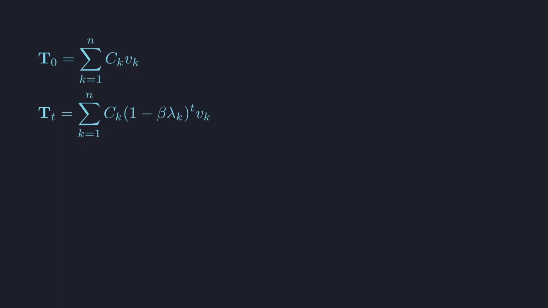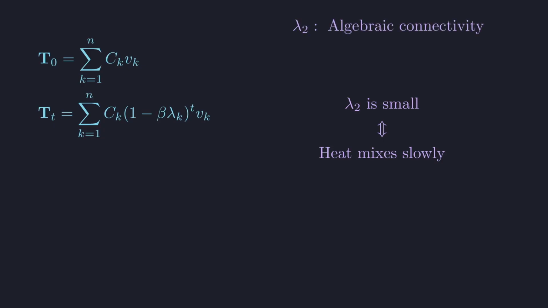On the other hand, if λ2 is small, then V2 reaches stationary state slowly, and we can hope to find some good clusters out of this slow mixing temperature distribution. For this reason, λ2 is often called the algebraic connectivity of the graph. If λ2 is small, the graph is not well connected in the sense that heat has trouble flowing between some regions of the graph.